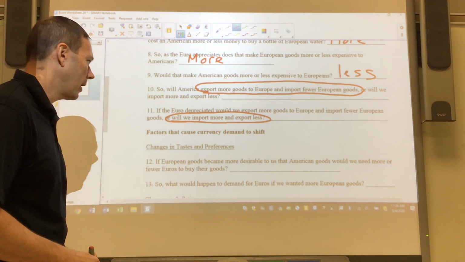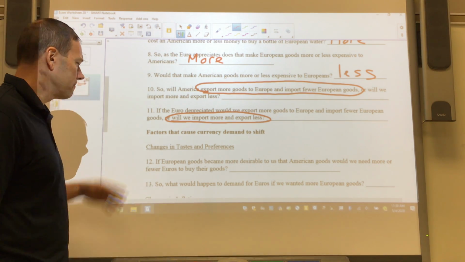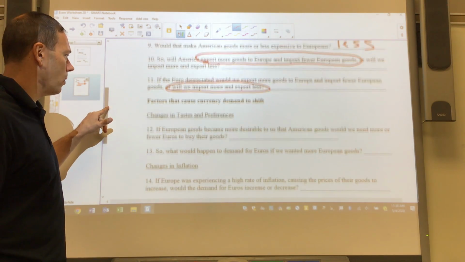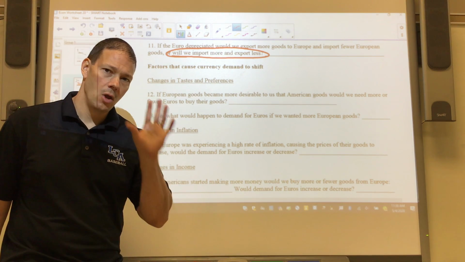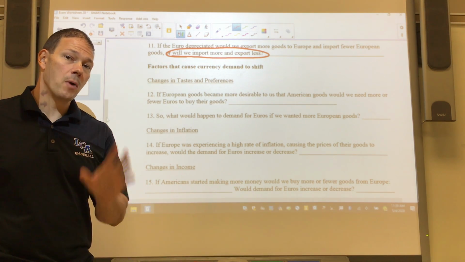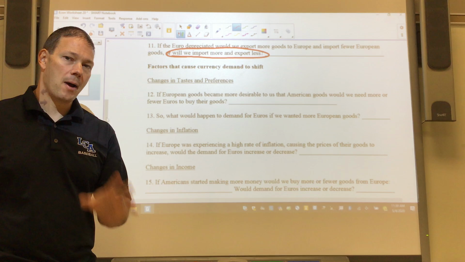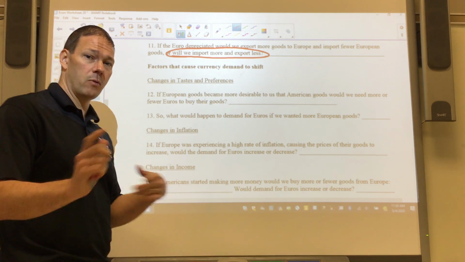Okay, so that's what you want to look at when you do that. So that's how it affects trade. And then the last part of the worksheet, what are the things that cause demand to shift? Well, remember, you always want to ask the question, where do people want to buy? Where do people want to buy from? Do they want to buy from America or do they want to buy from Europe?